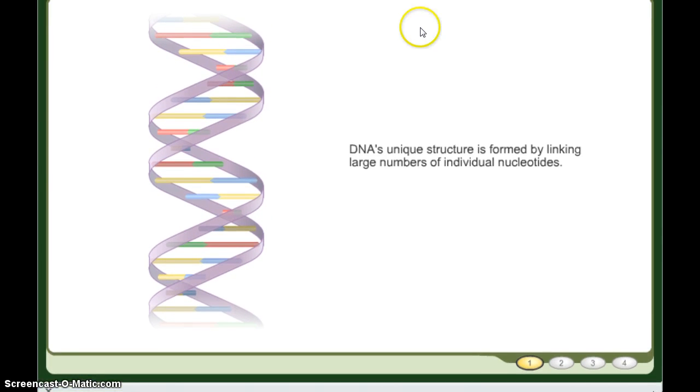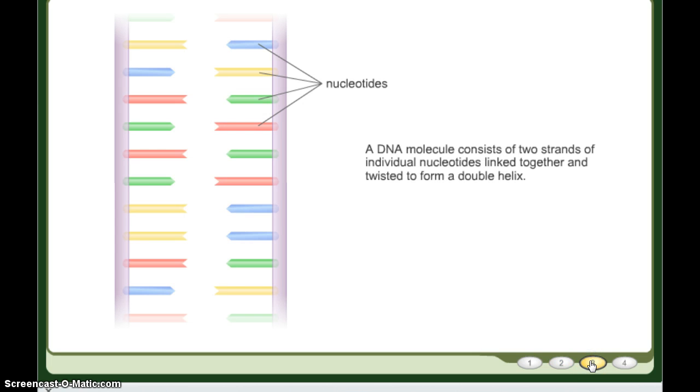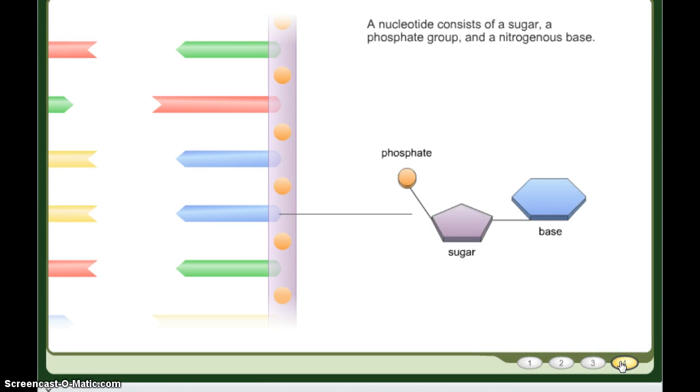Nucleotide geometry. DNA's unique structure is formed by linking large numbers of individual nucleotides. When the 2 nucleotide strands of a DNA molecule are untwisted, they resemble a ladder in shape. A DNA molecule consists of 2 strands of individual nucleotides linked together and twisted to form a double helix. The nucleotide group consists of a sugar, a phosphate group, and a nitrogenous base.